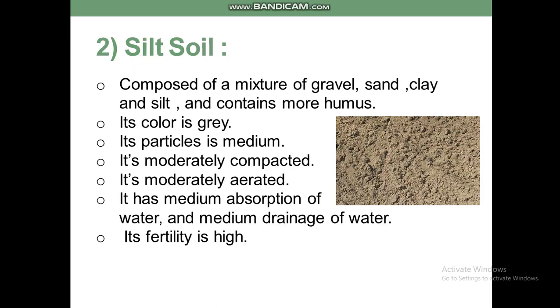Number two is the silt soil, and silt soil color is gray. It's composed of a mixture of gravel, sand, clay, and silt, and contains more humus. Its color is gray because of this mixture of different types of particles, and because of the larger amount of humus, its fertility is high.